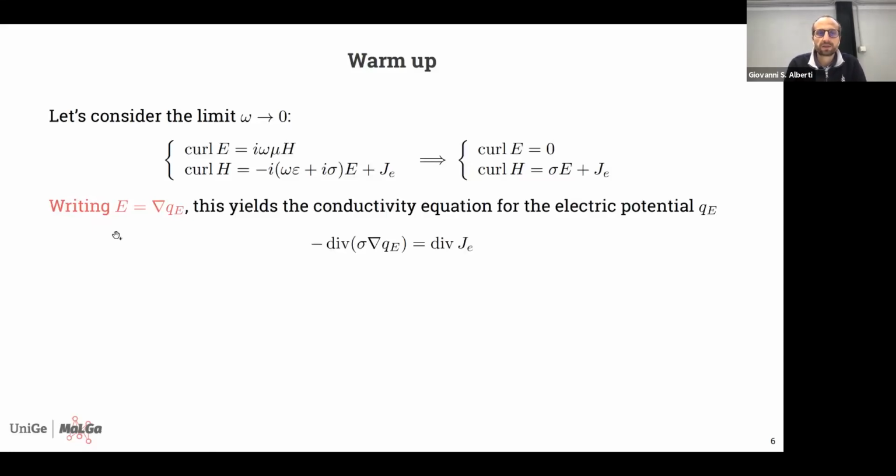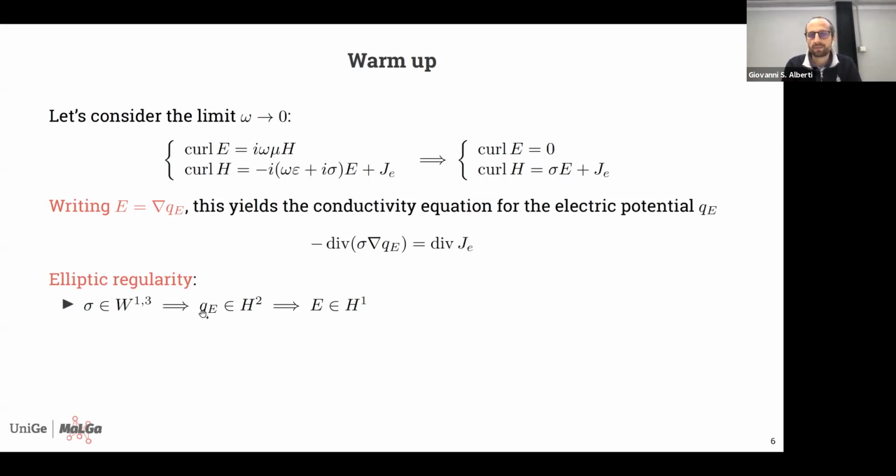But then I can insert this expression here in the second equation, and I take a divergence. The divergence kills my curl, the curl of H, and I'm just left with this equation here. And this is just the conductivity equation for the electric potential. So this is basically the conductivity regime. And for this type of PDE, this is a standard elliptic PDE. Regularity is super easy to achieve because, for example, if we want H2 type regularity, it's enough for the coefficient to be in W1,3. This is standard elliptic regularity.